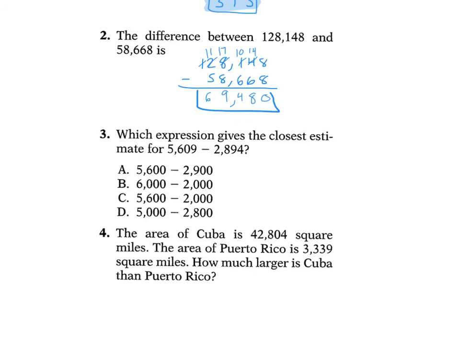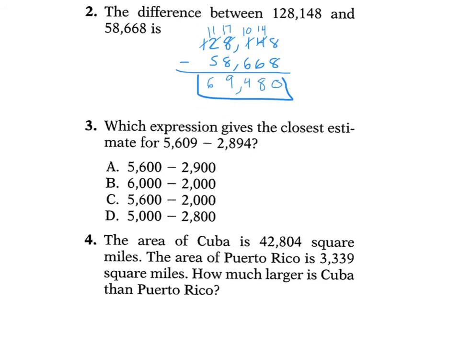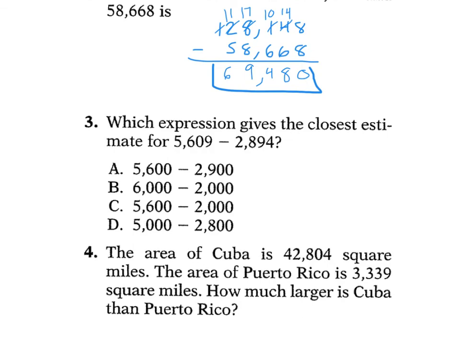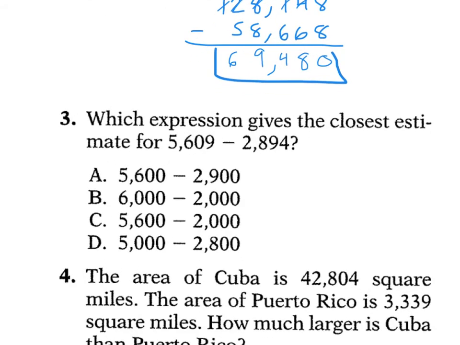Number 3, which expression gives the closest estimate for 5,609 minus 2,894? So our closest estimate would be to keep as many places as possible. So we have 5,600 that we can keep. So we can cross these two out, and this one we would round up to 29. So our answer would be A.